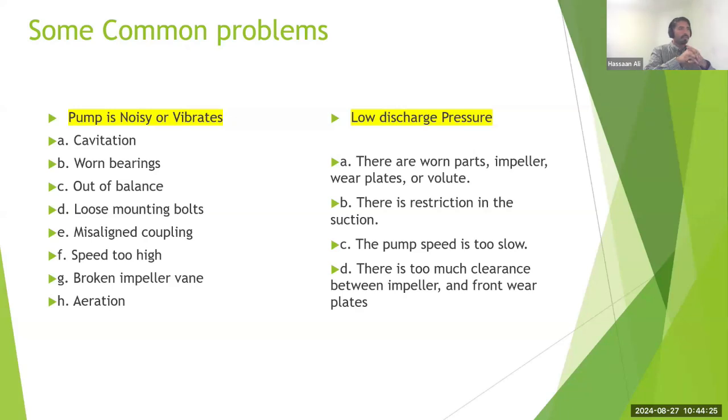And then similarly for the low discharge pressure, it's primarily looking into if there are any restrictions in the suction. If the pump speed is too slow, we are looking into that. So there are a few quick troubleshooting methods that you can use to see if they will solve the problem. But usually with centrifugal pumps, which I've seen, when it starts vibrating, it is usually a bearing problem. And if it's a low discharge pressure, it's primarily something related to the worn parts, or if there is a restriction on the suction of the pump.